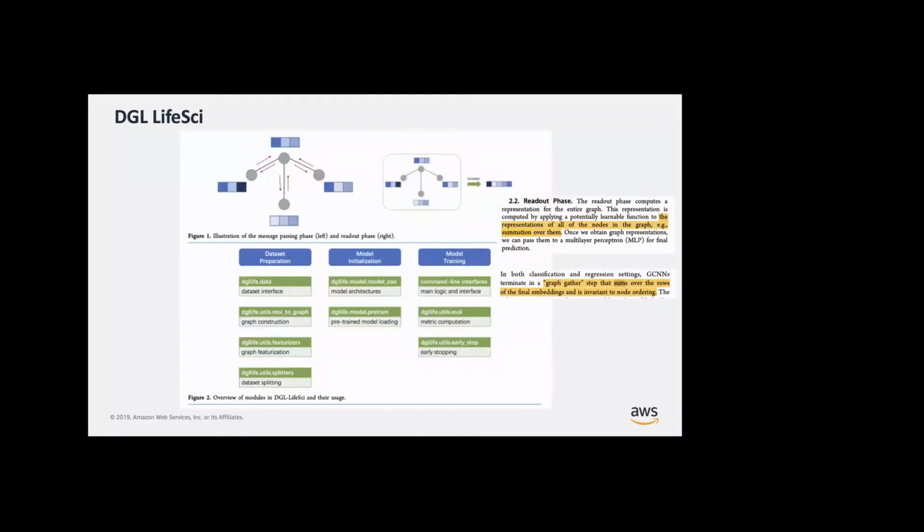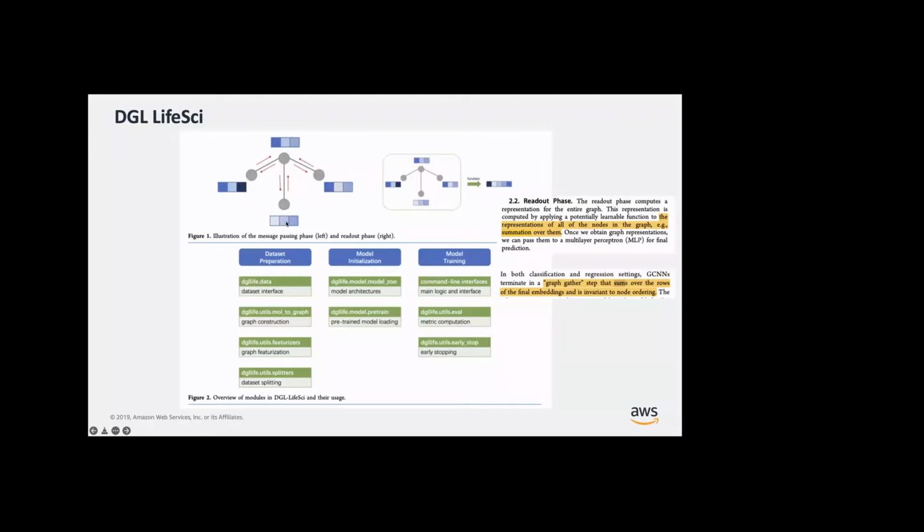Here's the illustration of message passing and then graph readout and how they are used in DGL Life Science. So imagine here, these nodes represented by gray dots are atoms, and the atoms are connected through bonds, which are basically edges, and that makes up one molecule.